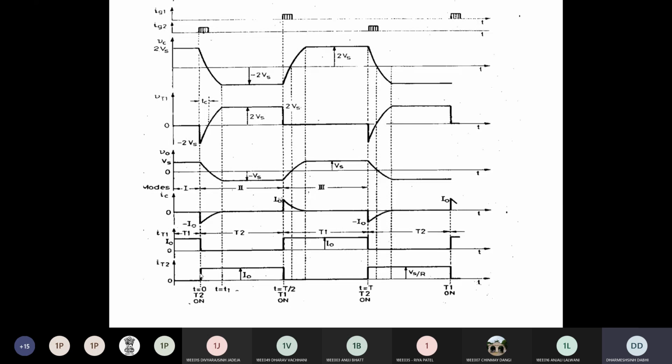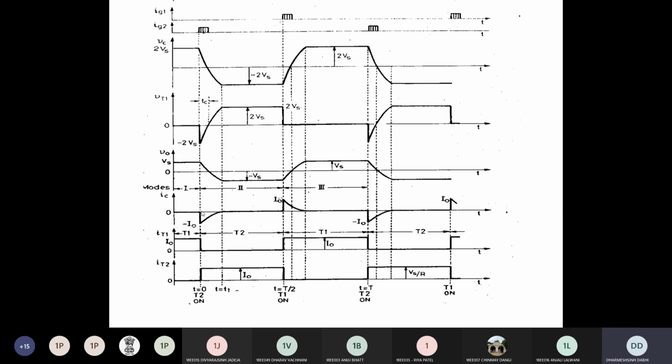Now during the conduction of T2, only the secondary winding is in the picture because there is no load current in the primary winding. Clear? So only minus Vs voltage appears during the conduction of T2.